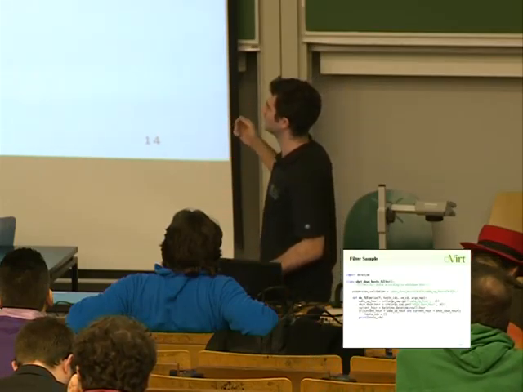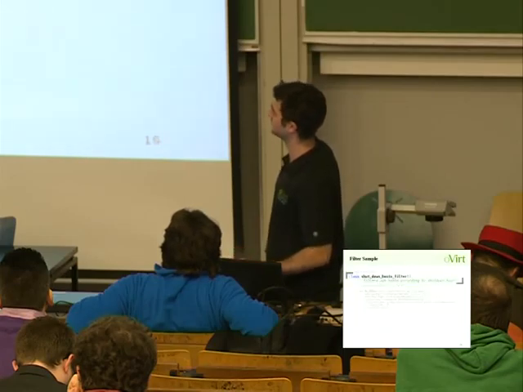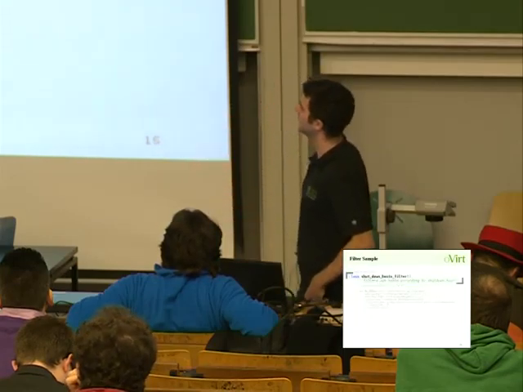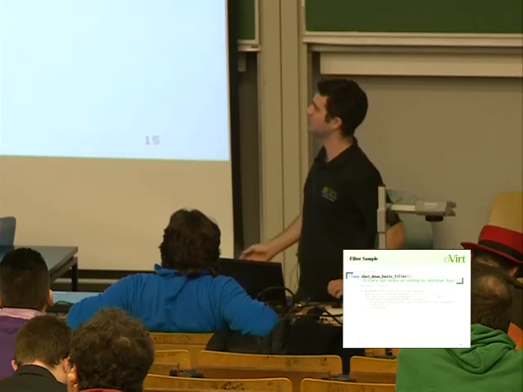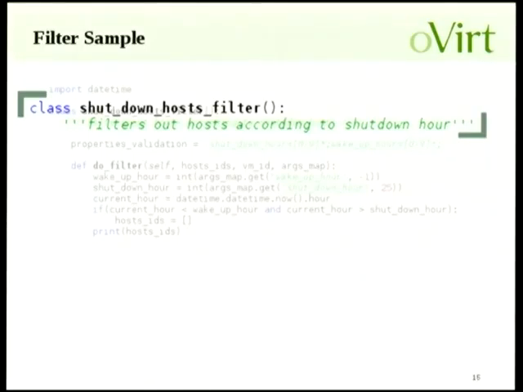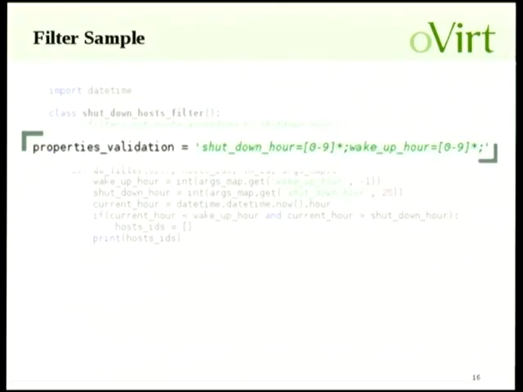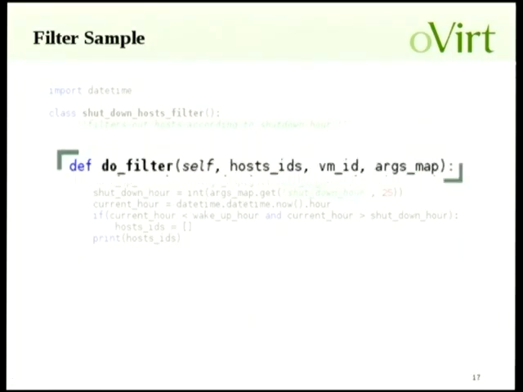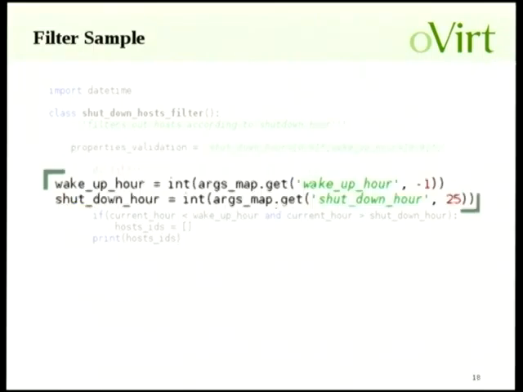Basically, this is a filter in Python. The name of the class will be the name that the server gets. The properties validation are basically a set of properties that you can add within the server, and then the filter will get it. This is the name of the filter, and this is actually the signature that you need to override in order to add a filter to the system.